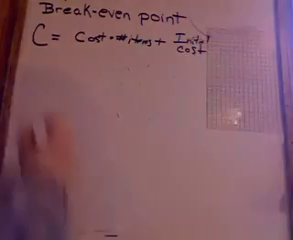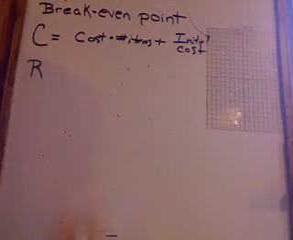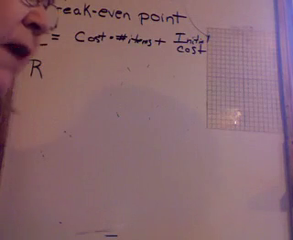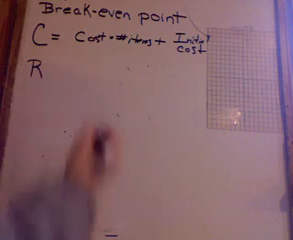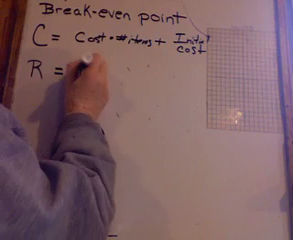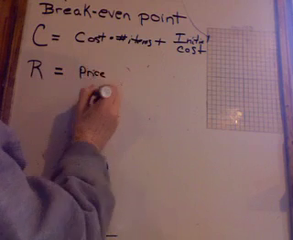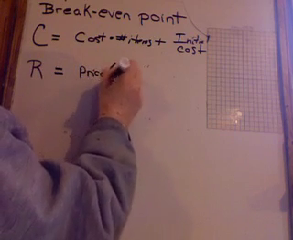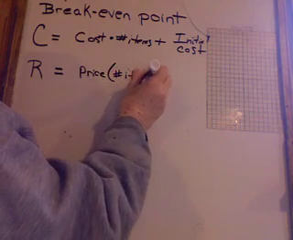The other equation you have to consider is the revenue. And the revenue is how much you make when you sell an item. So that would be the price of the item times the number of items.